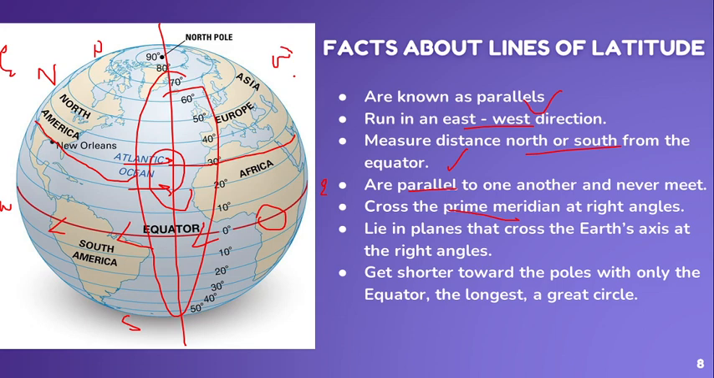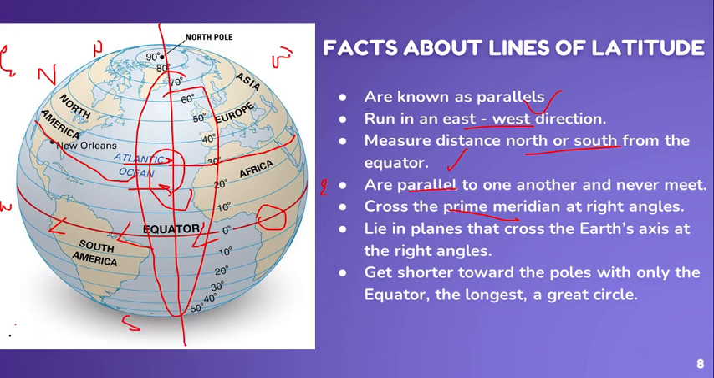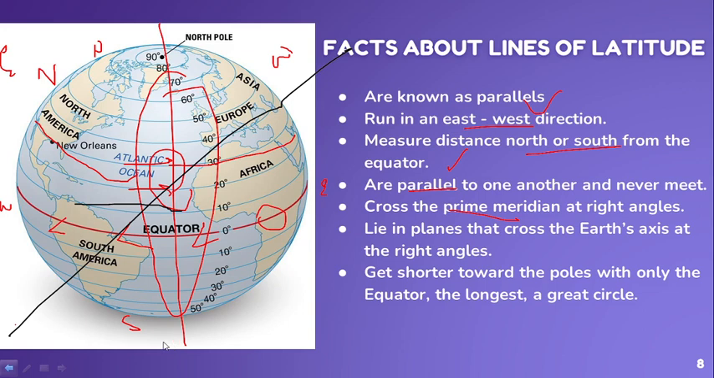They lie in planes that cross the earth's axis. I'll draw our earth's axis with black ink. So this is our earth's axis. They also cross the earth's axis, right?